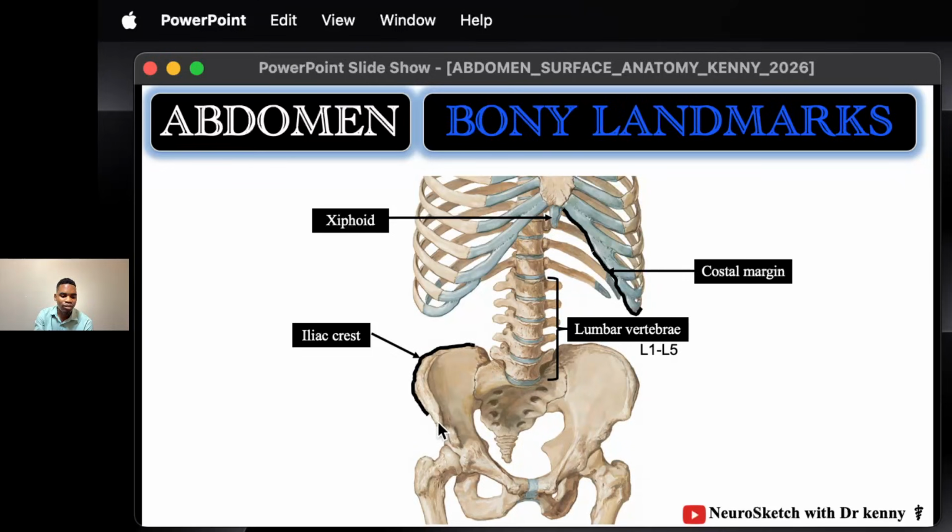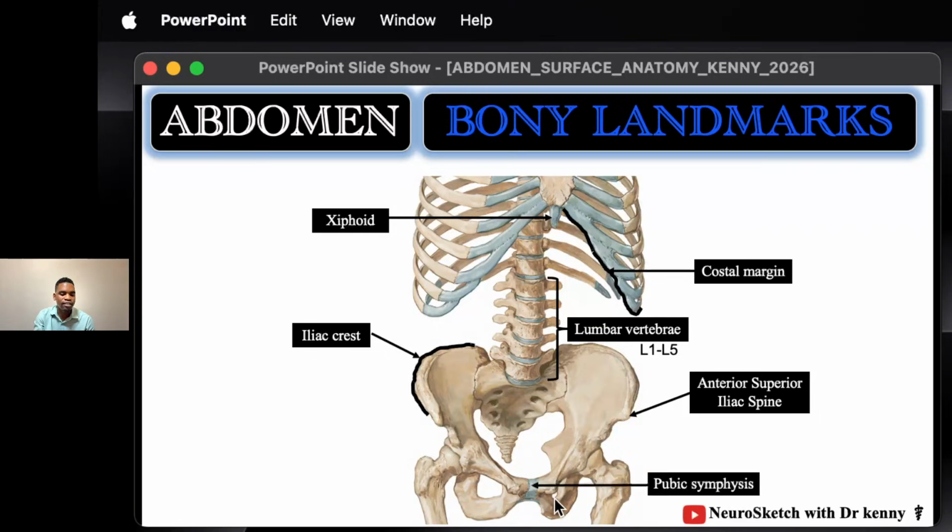Anterior to the iliac crest, we have a projection here, which is called the anterior superior iliac spine, which sometimes is abbreviated as ASIS. Don't worry about it. You're going to discuss them in detail in the anatomy of the pelvis. Next, we have the right pelvic bone and the left pelvic bone. They're usually united here by the pubic symphysis or symphysis pubis.